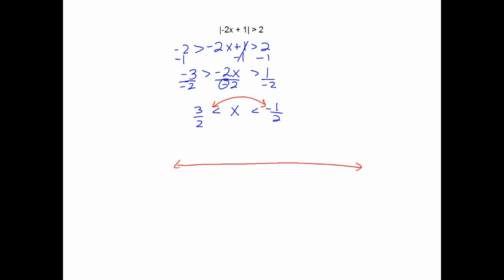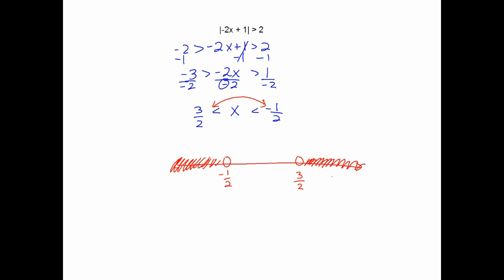Alright, so here is my number line. I'm going to put negative 1 over 2, and then 3 over 2 over here. You know, zero's right around there. Open circle because it's only less than. And then my x values are going to be less than negative 1/2, so all the values that are less than negative 1/2. Then all my values that are greater than 3/2. These are all of my answers.